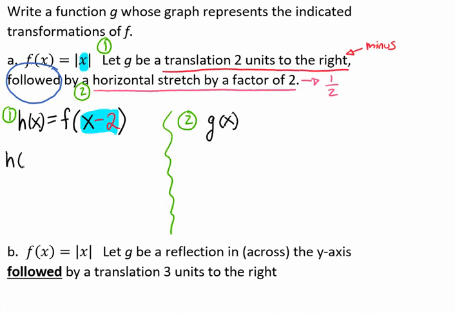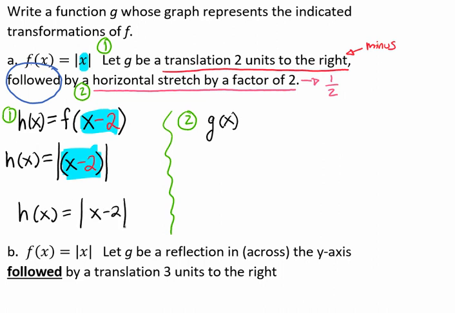So we can say that h of x equals the absolute value, except we're not just going to put an x there. In this space right here, that's where x would normally go. We're going to replace that with our x minus 2. And here we can see there's nothing to combine or distribute. And so we see that our h of x equals the absolute value of x minus 2. And now we're ready for the second step. We're ready to do our followed by.